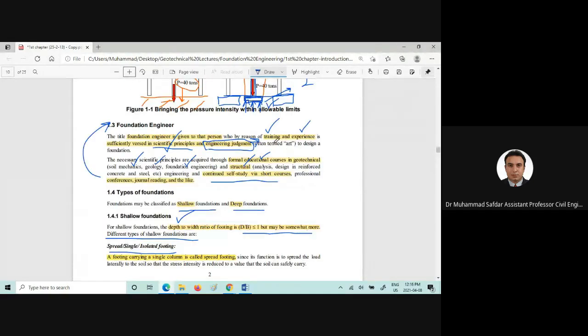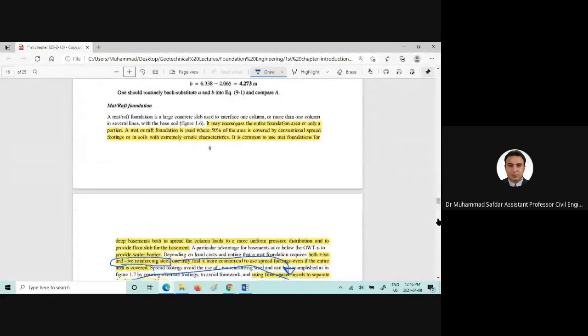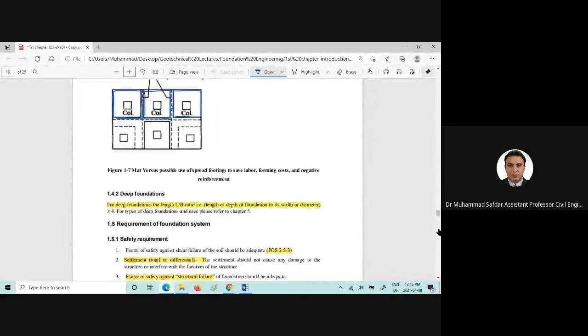So here, if you are not saving the time, if you are not saving the money, then we need to work on the training, experience, scientific principles and the engineering judgment. And here you can do how we can increase those skills to our knowledge. Okay, anyways, now that was the mat foundation.